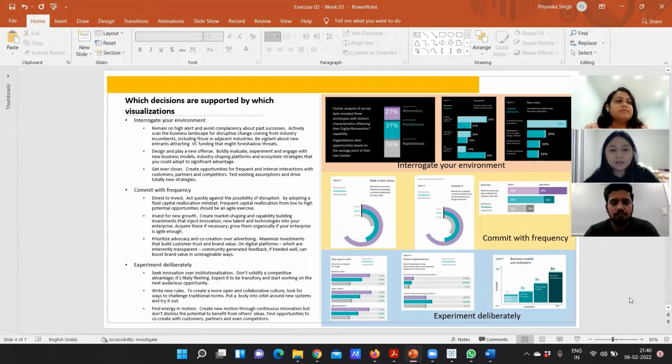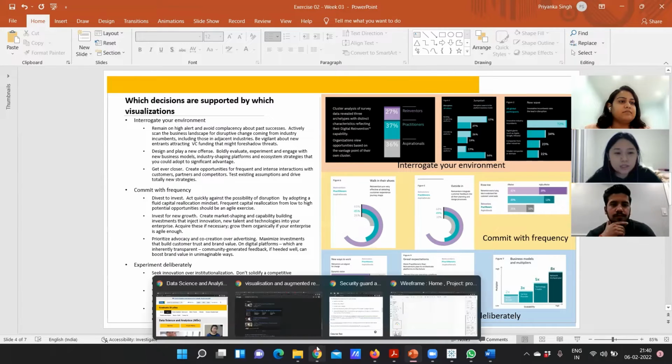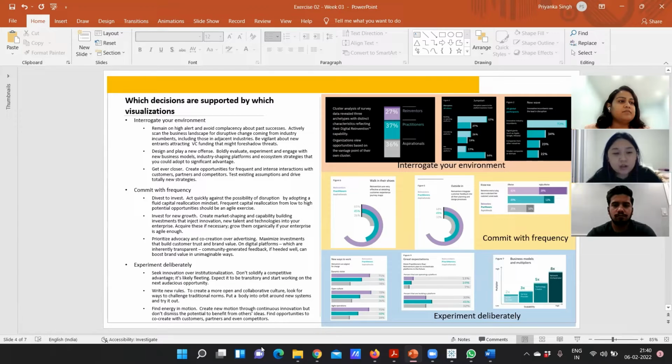Thank you, Priyanka. So I will be presenting which decisions are supported by which visualization. The first decision is interrogate your environment. From this, we got it from three different charts on the right side, the one with the black background. In this decision, we remain on high alert and avoid complacency about past successes.